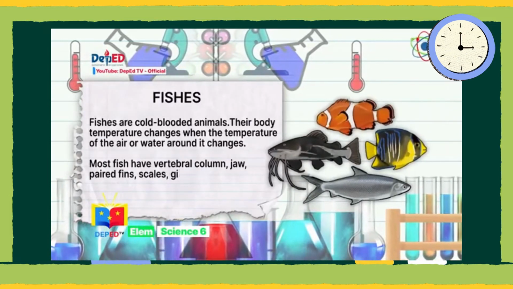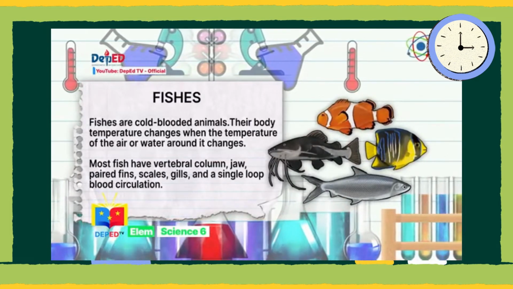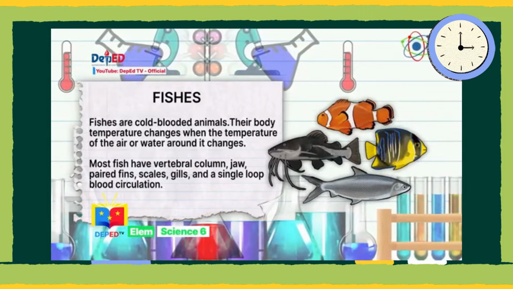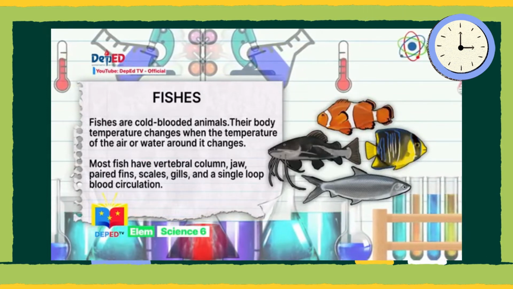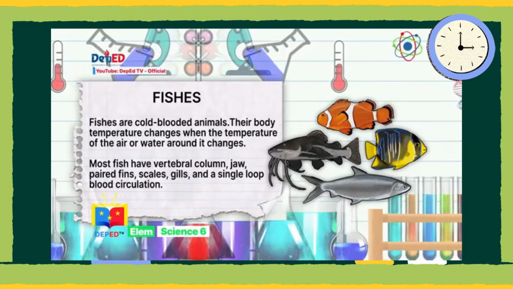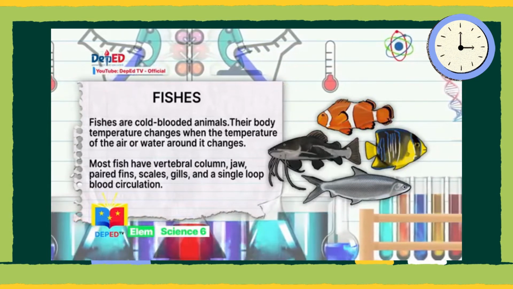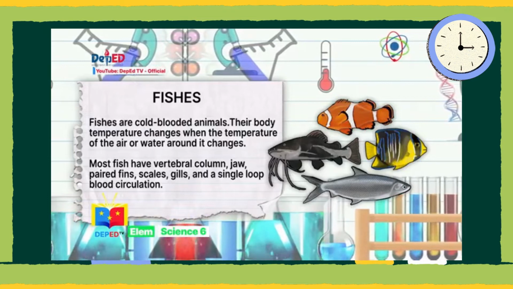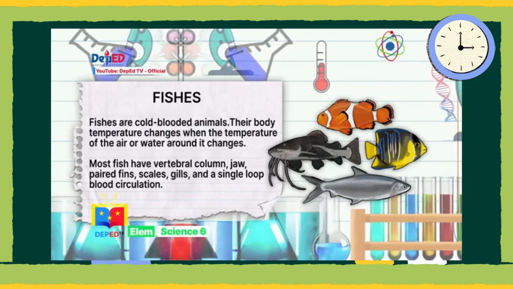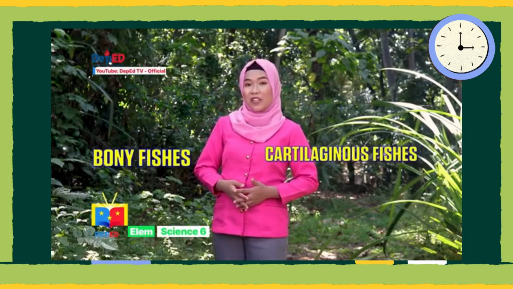Fishes are cold-blooded animals. Their body temperature changes when the temperature of the air or water around it changes. Most fish have a vertebral column, jaw, paired fins, scales, gills, and a single loop blood circulation. Science-minded learners, you know what? The fish has two kinds. These are the bony fishes and cartilaginous fishes.